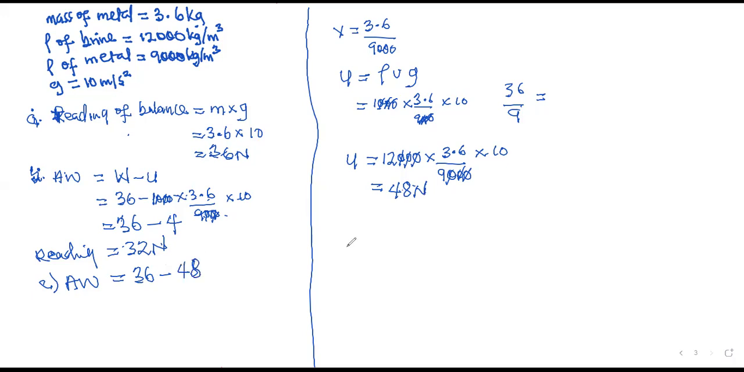Let's check if there is something wrong with the calculation. The density of the brine is 12,000. Oh, no. The value is not realistic. It's not a real value. No liquid will have this density, meaning its density is 12 gram per cm cube. And brine is just salt water.